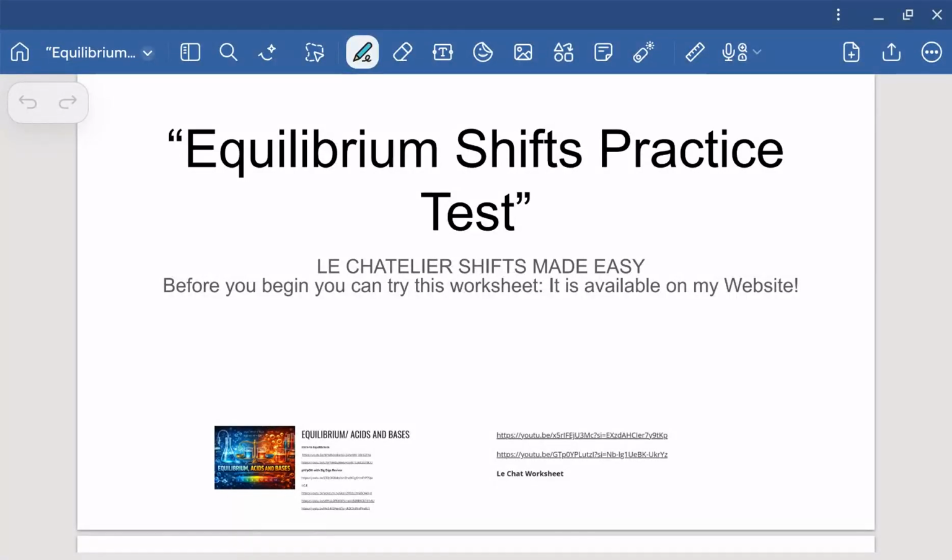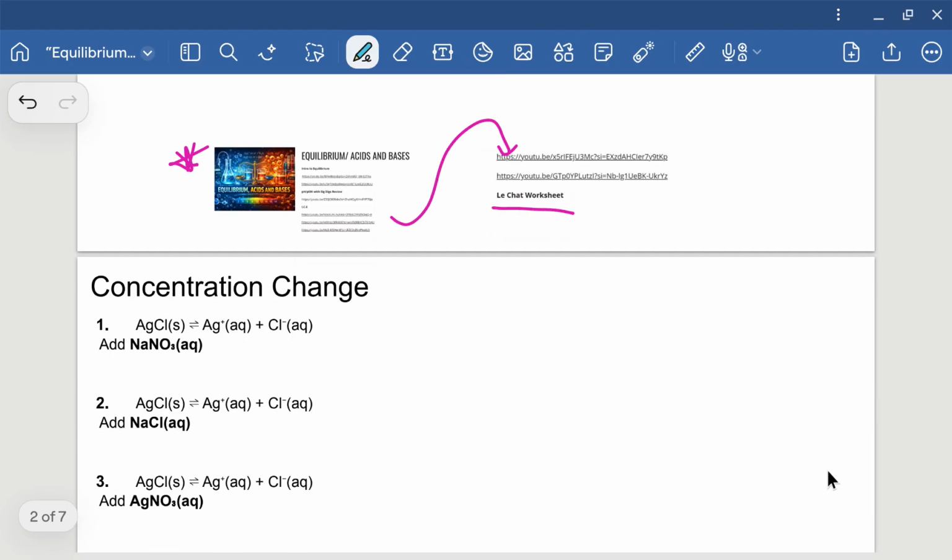Okay, so if you need some help with equilibrium shifts, stop here and take a look at this. What you can do first, if you'd like, is to go to my website and print off the worksheet. If you look at my website, you can go to the equilibrium section, and then if you scroll down and keep scrolling, you'll see the link to the worksheet, and then you can come back and we can go through the examples.